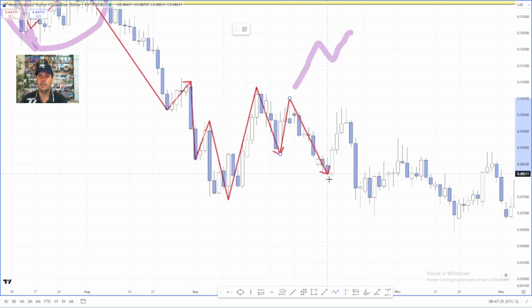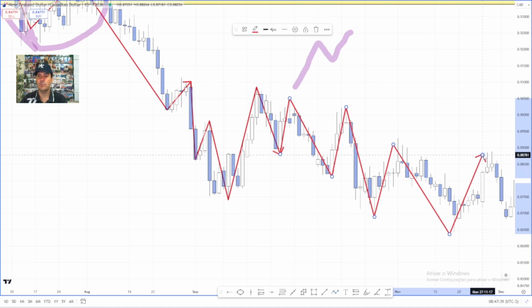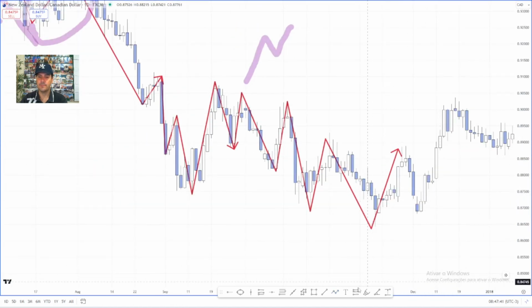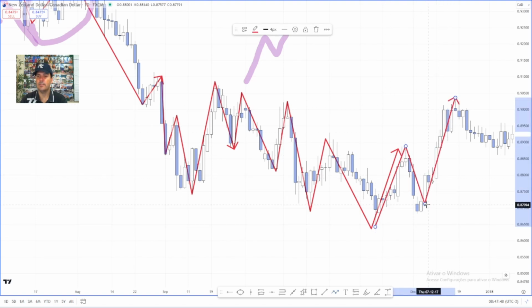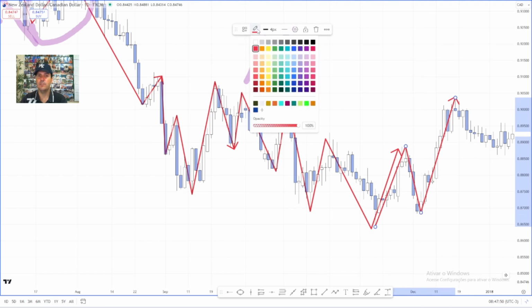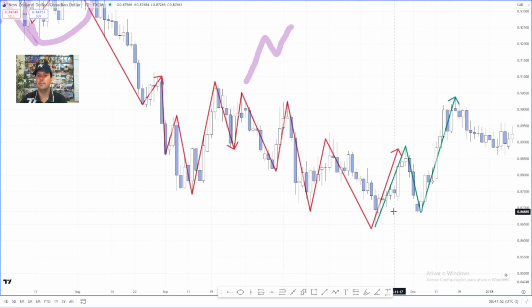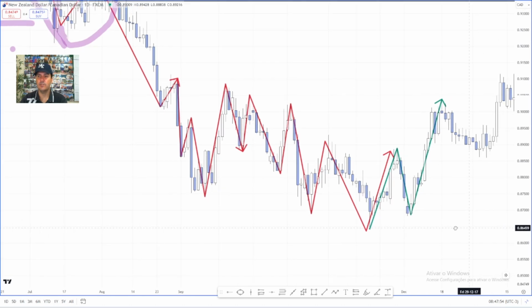So low to high, high to low, low to high, high to low, low to high, high to low. So still charting. And low to high, high to low, low to high, right? Do we have a change in the short-term trend now? Yes, we do. Very good.